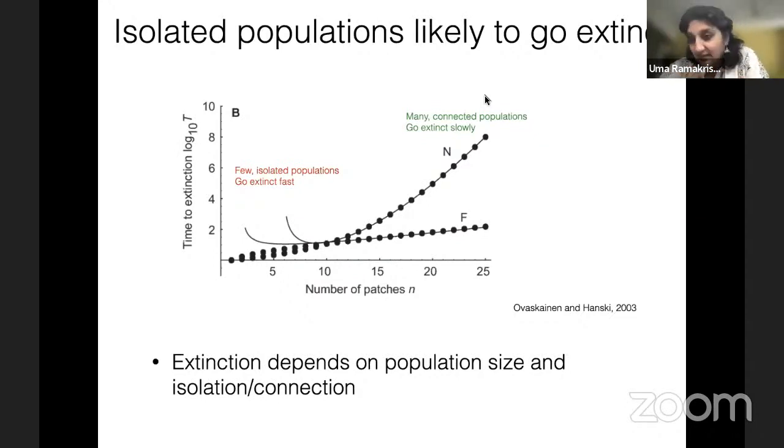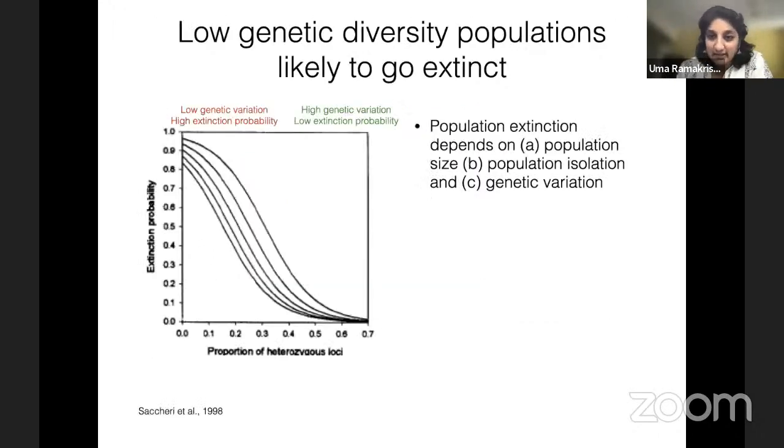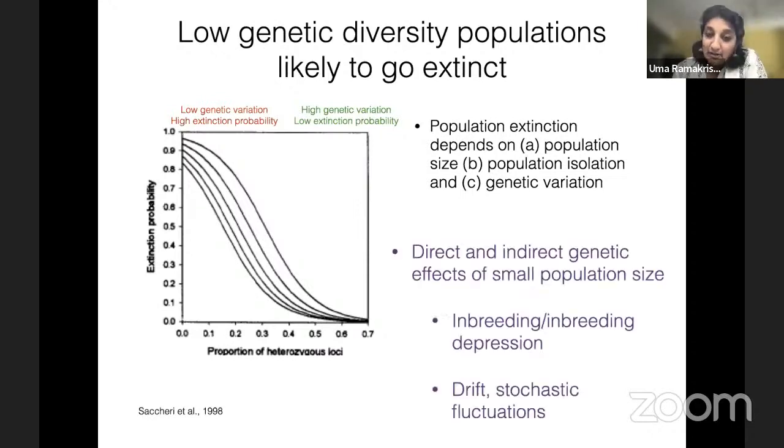So extinction, so far as we have discussed, depends on population size and isolation and connection. But of course, extinction also depends on genetic variation. So how does it depend on genetic variation? There are both direct and indirect effects.